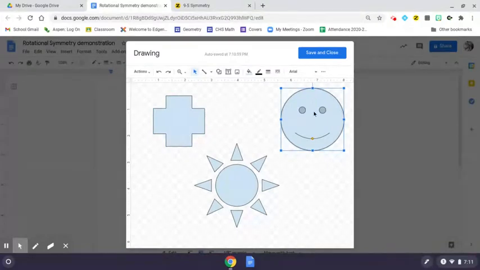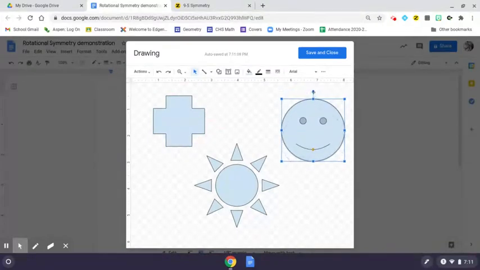Something like this smiley face. Notice the smiley face turning the gray. I keep turning it and turning it. Okay, this is about 180. It's not mapping onto itself. It doesn't map onto itself until we're back to 360. So the smiley face would not have rotational symmetry.